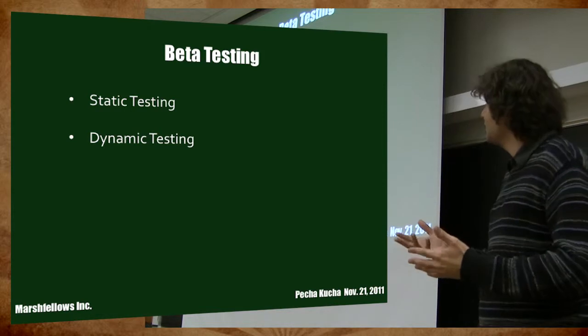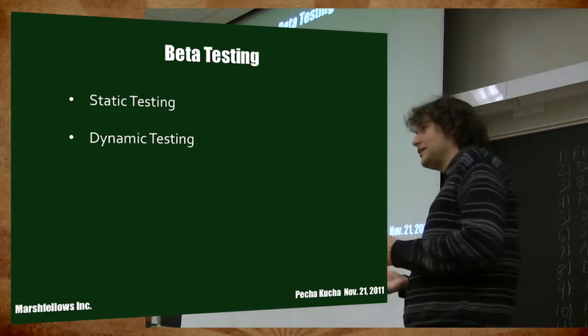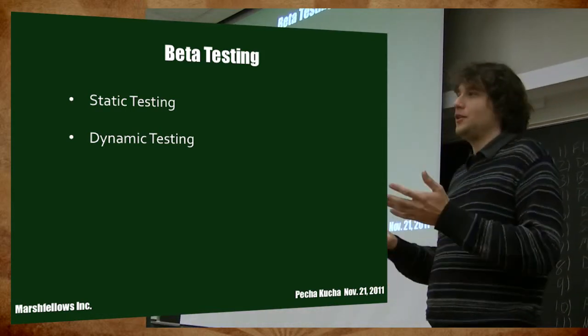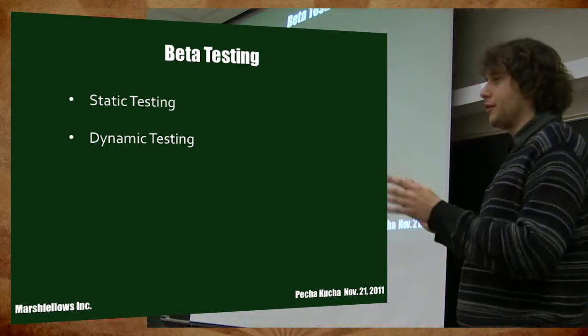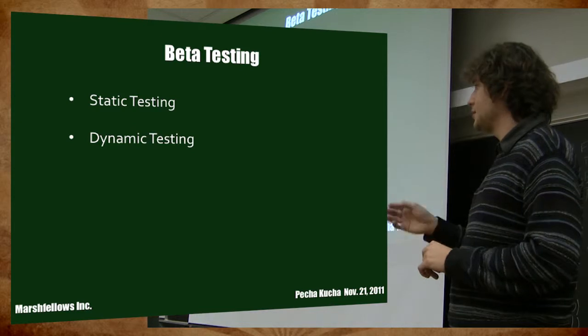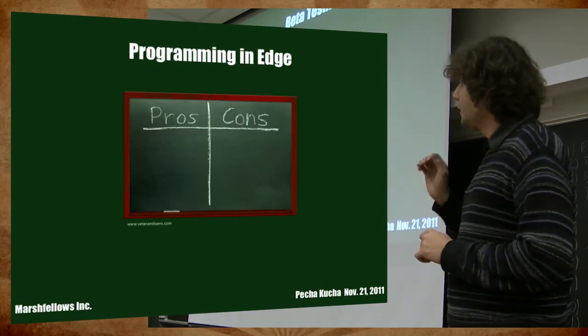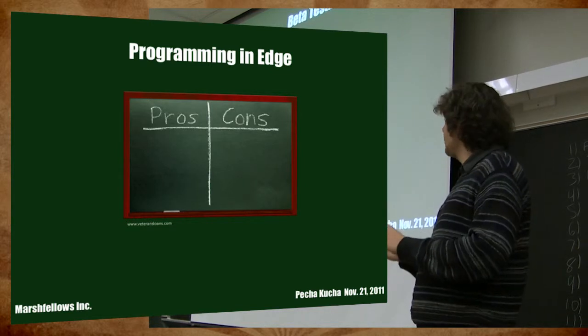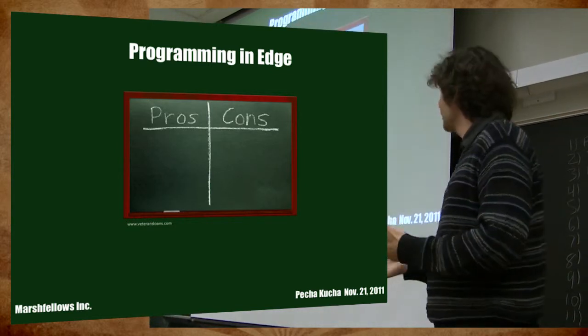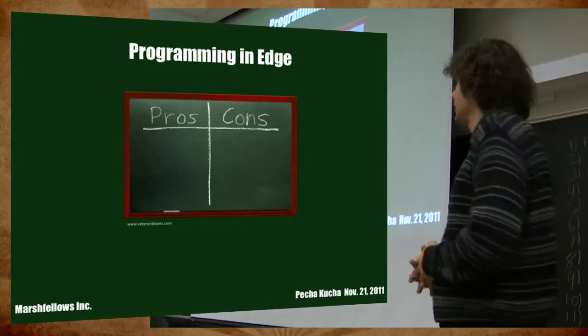There's different types of beta testing. There's what's called static beta testing, which is where your beta testers will just look over your graphic user interface and just give you feedback. And then there's dynamic testing, which is where you actually use this new beta product to try to create something, which is essentially what we're doing.